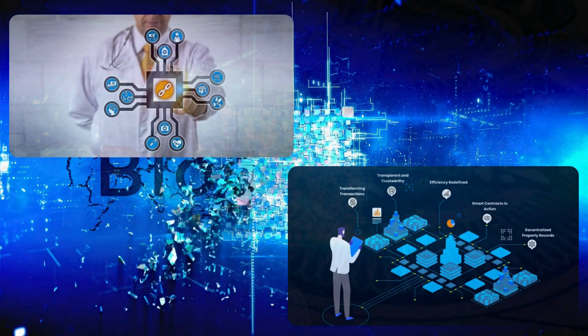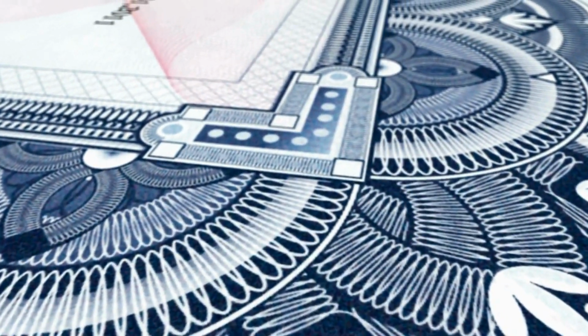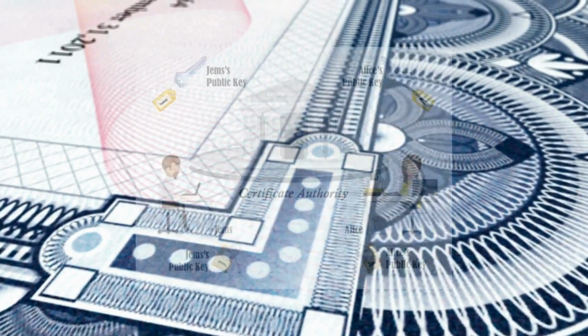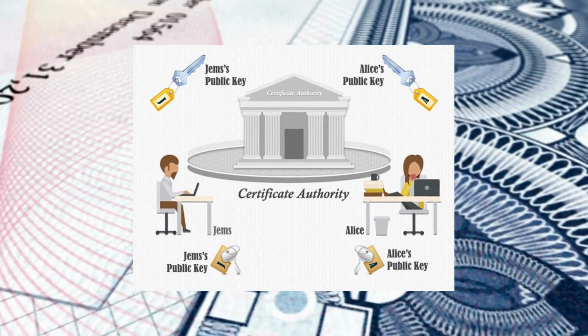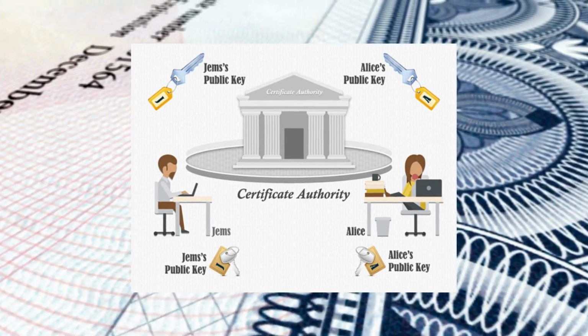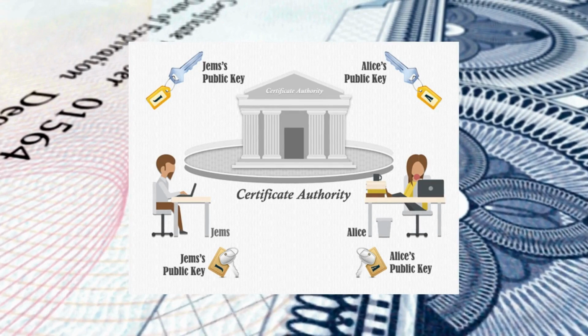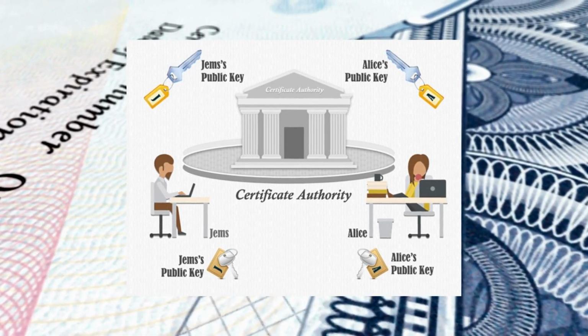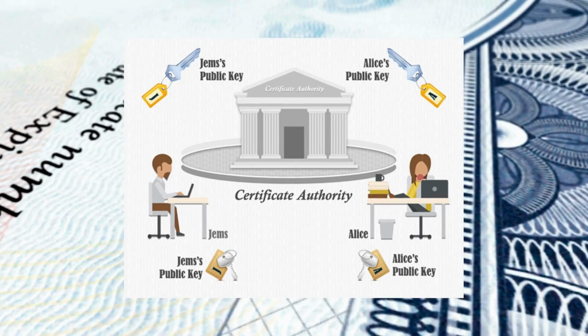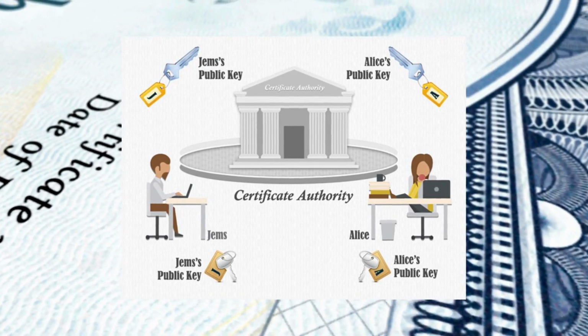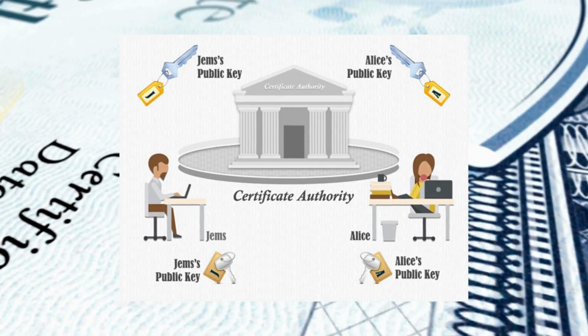Finally, certificates and digital trust. A digital certificate is like a digital ID card. It verifies the identity of a website or an individual. Certificate authorities, or CAs, are organizations that issue these certificates. When you visit a website with a valid certificate, you can trust that the website is who it claims to be.